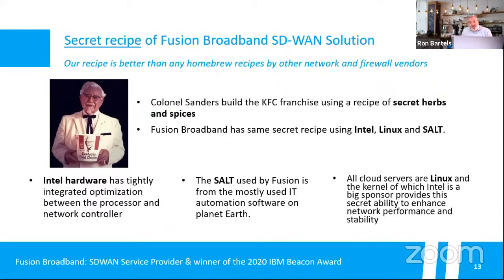Then the final thing is, we all know that all cloud servers are basically built on Linux and the Linux kernel. So we use the latest stable version of the Linux kernel. And the latest stable version of the Linux kernel has lots of network optimization that combines all of the abilities and functions that we have into a very secret recipe that makes our SD-WAN more reliable and better.